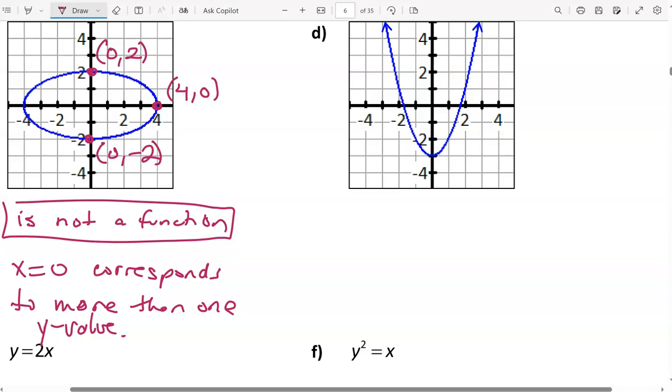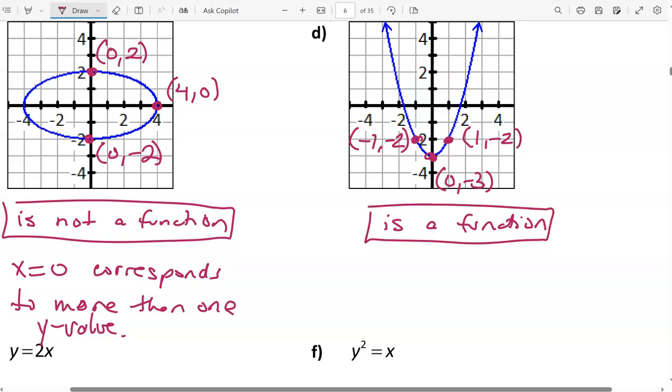In D, if I pick an x value, for instance, x is equal to -1, it corresponds to a y value of -2. If I pick x equals 0, it corresponds to a y value of -3. 1 corresponds to a y value of -2, and so on. And I think we can see in this graph that this is a function because for each x value, it only corresponds to one y value. So each x corresponds to only one y.